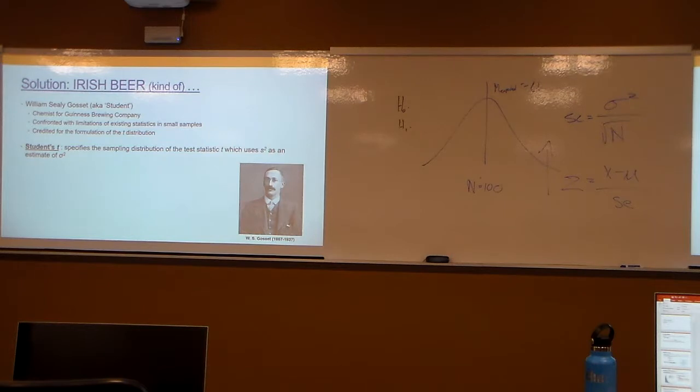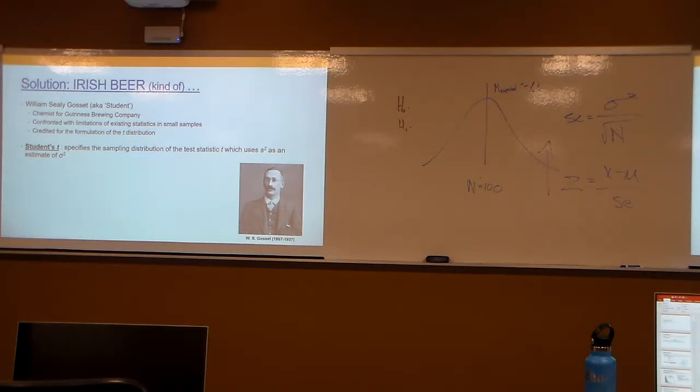Gosset's work at the time, because he was an employee of Guinness, he couldn't publish under his name as part of Guinness, the whole big thing. And so Gosset published a series of papers credited for the formulation of a t distribution under the name Student. So when we talk about Student's t, this Student t distribution is in honor of Gosset's early work on this.